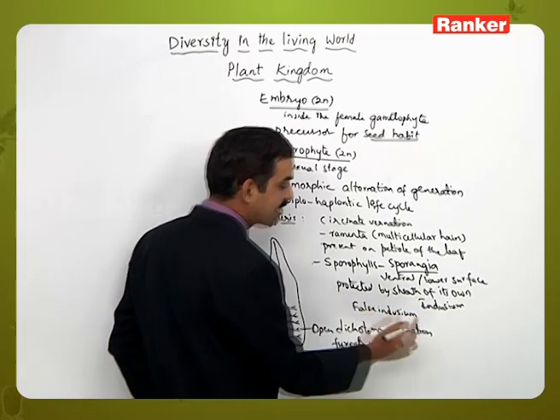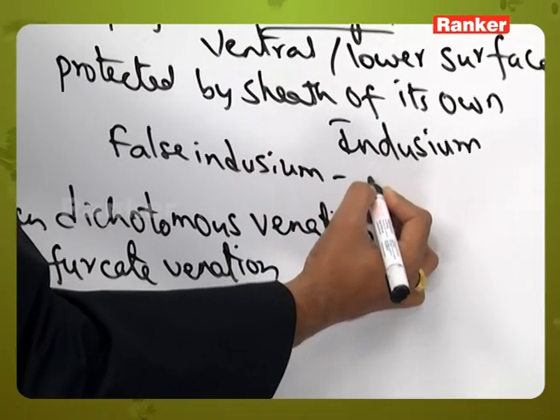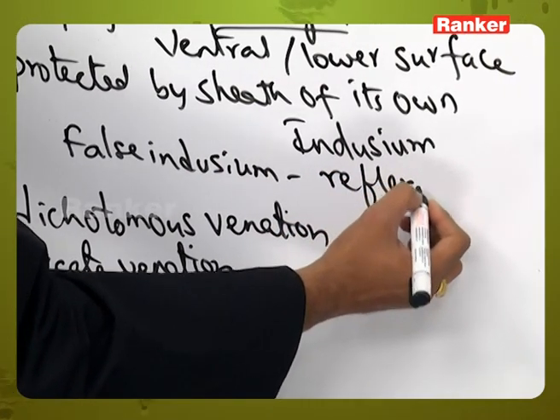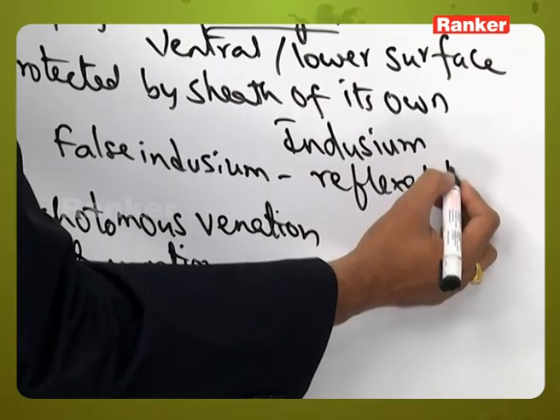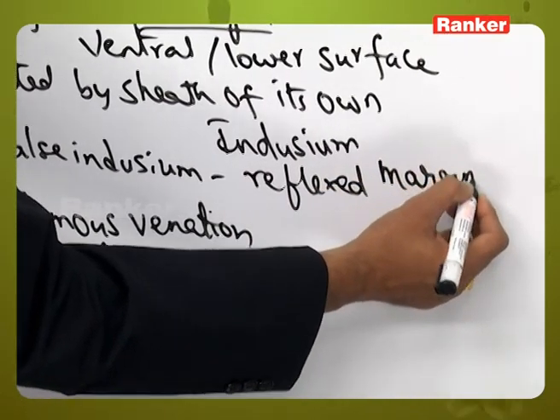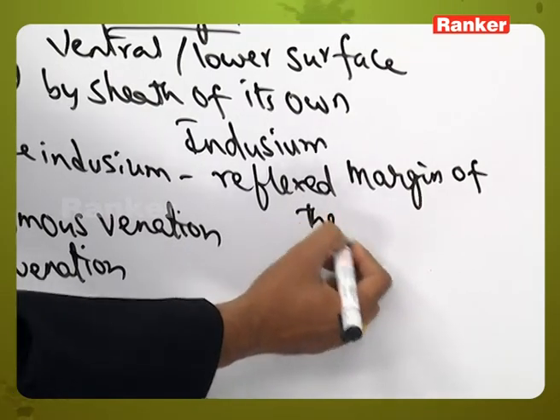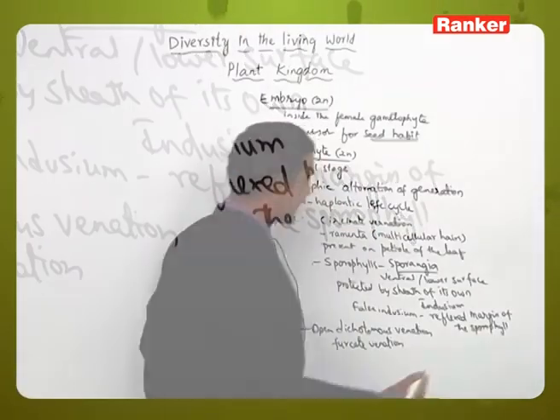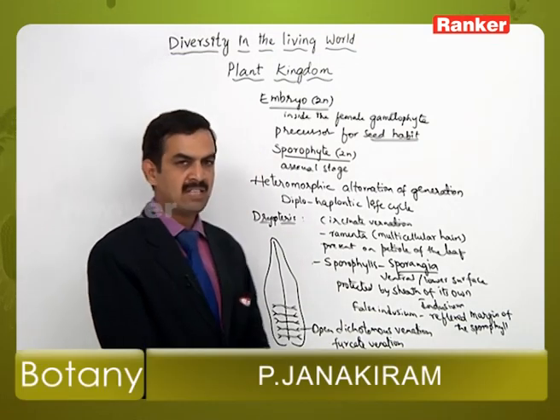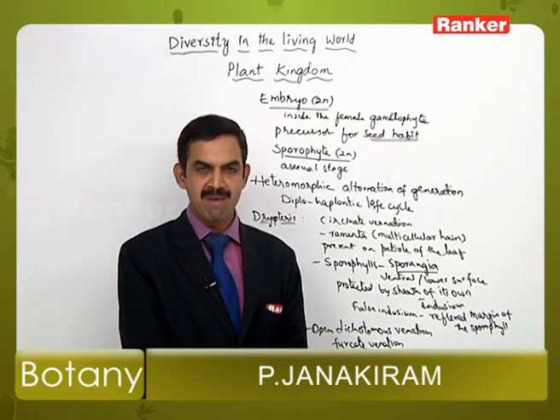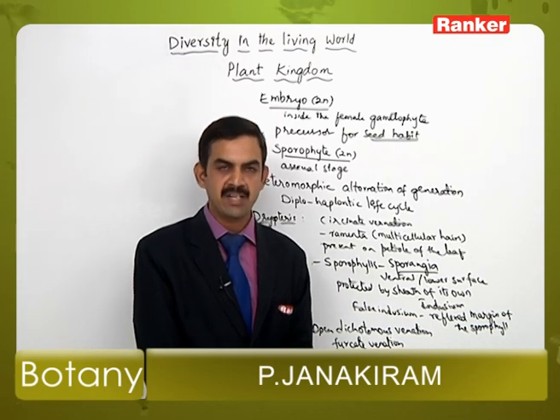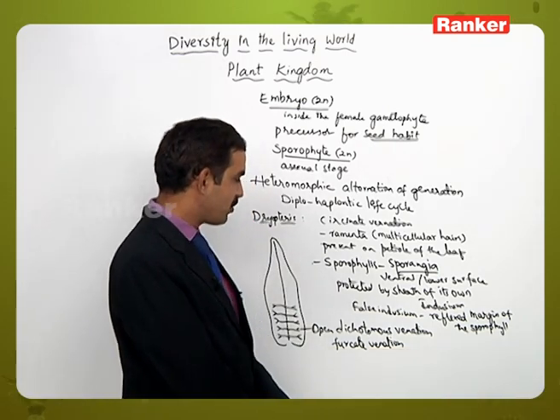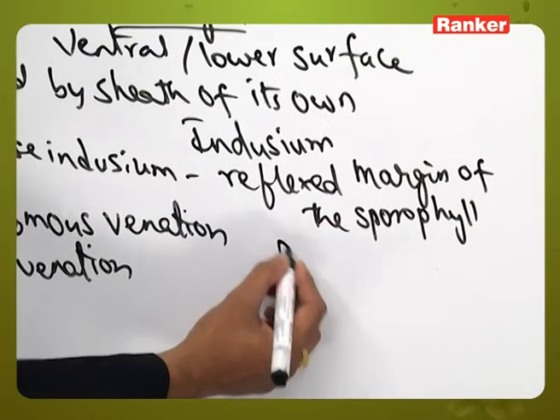Then how is this false indusium formed? It is formed because of the reflexed margin of the sporophyll. So this type of variation can be seen in the true indusium and the false indusium formed by different members of Pteridophyta plants. Generally, false indusium can be seen in Pteris plant.